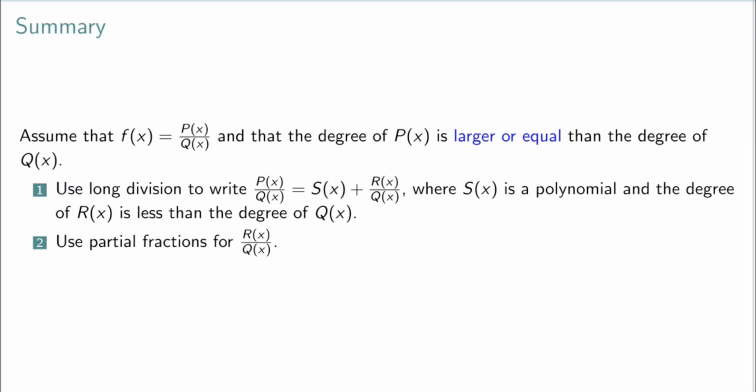To summarize, the key is exactly this formula here. If the degree of p is larger or equal to the degree of q, we need to divide first. And then we get a division term, which is a polynomial s, and we get a rest, where now the degree of q is larger, and we can do partial fractions.